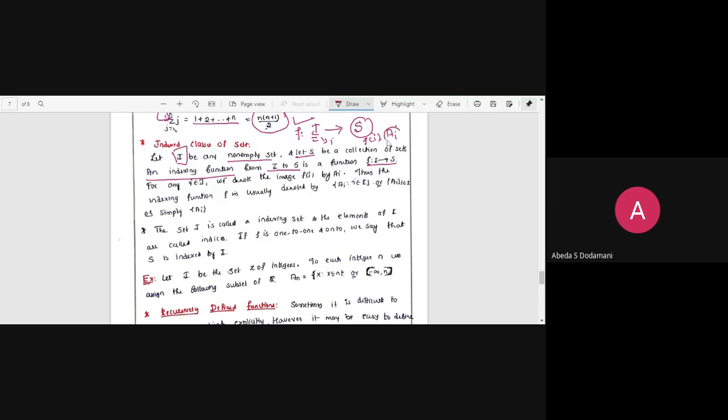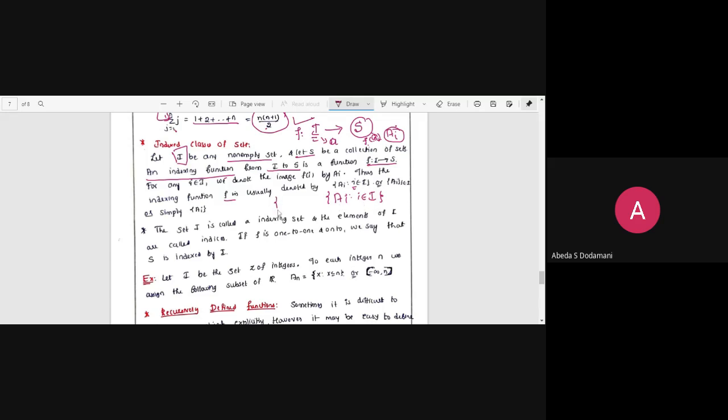So you can see, I'm indexing that element. It is a basic function. Whatever element you take from I, the image will be f of i. Instead of writing this as f of i, I will write it as A_i, which comes from the set I. This is called indexing. So the indexing function f is usually denoted by A_i, where this i is coming from the set I.